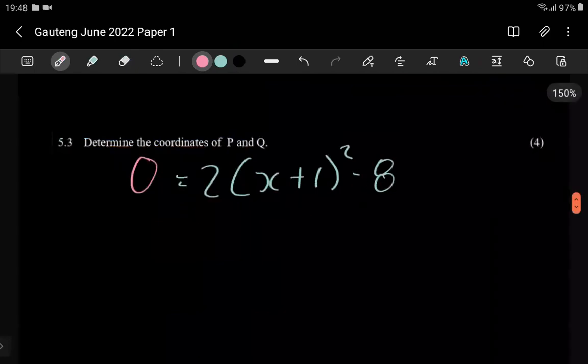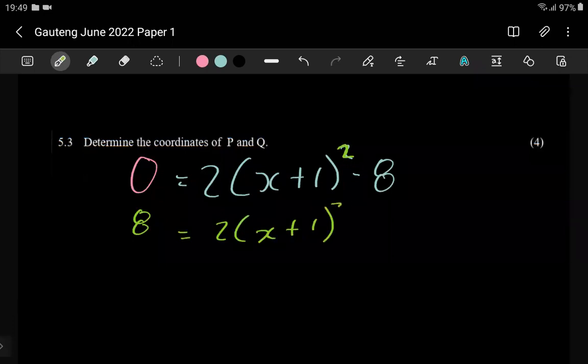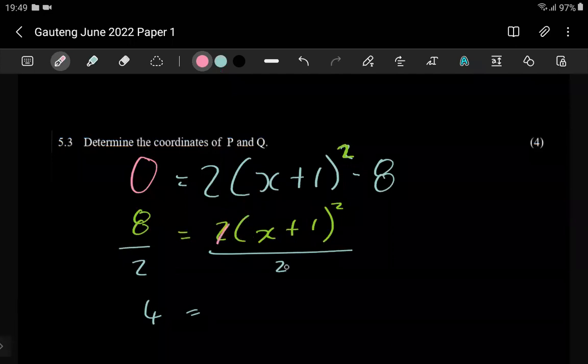So for you to end up with 2 values, or 2 answers, you have to be careful here when it comes to getting rid of this square. So for now, we can take the 8 to the other side. It becomes a plus there. And then we can divide by 2 on both sides. Here, 8 divided by 2 is a 4. And then here, these 2 cancel these 2. Then you have (x plus 1) squared.